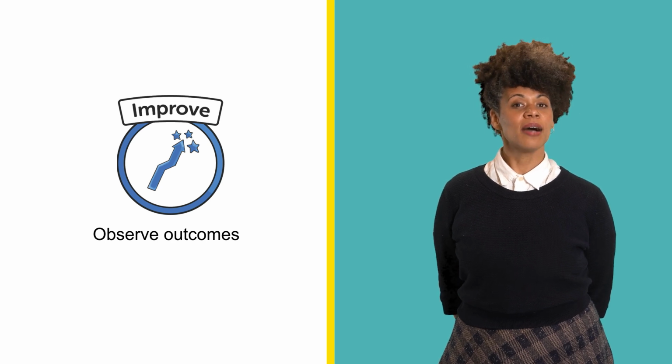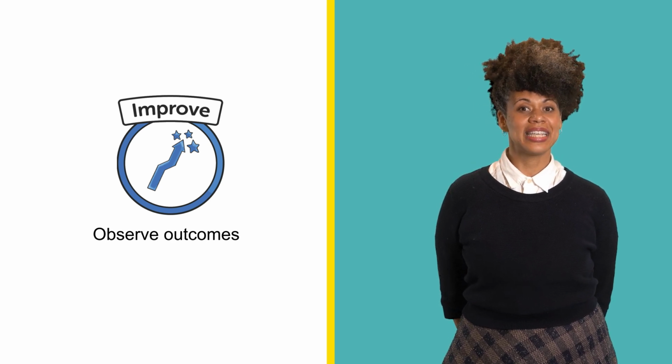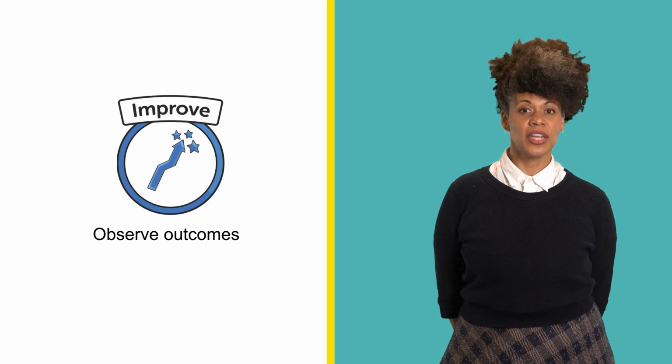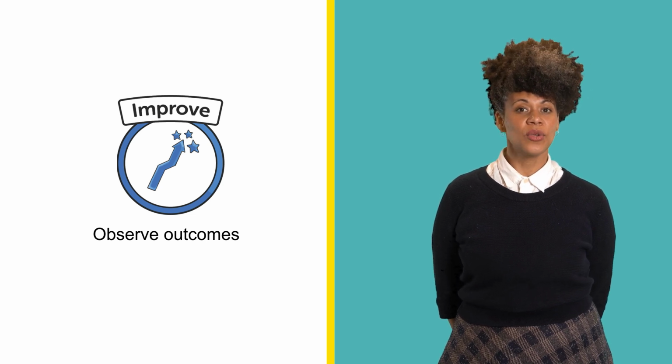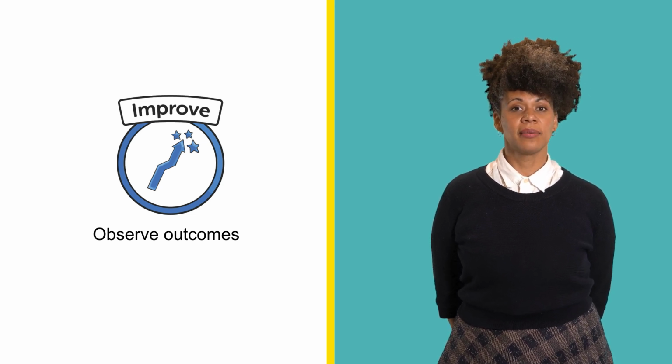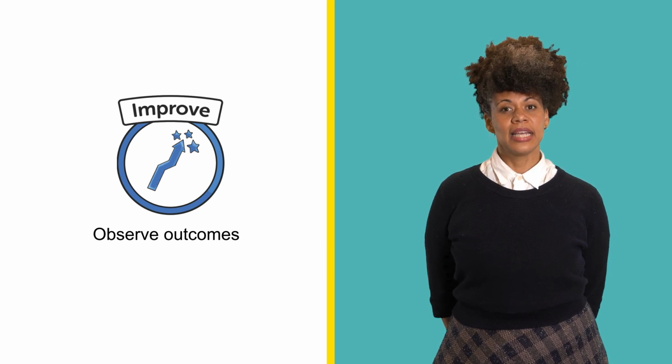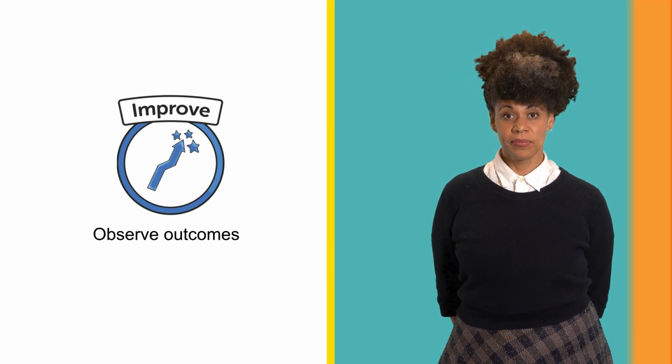Improve. Observing the outcome of our tests is the key to the whole process. Continue using the engineering design process by asking new questions, such as, how do we know when we've been successful? Is there something we can make better? Reflect on your test results as needed and repeat the process again.